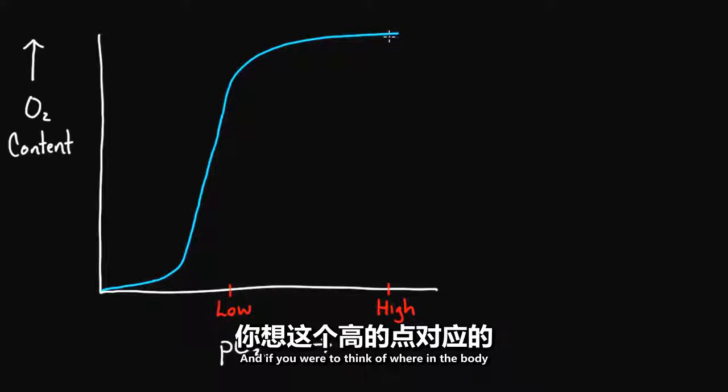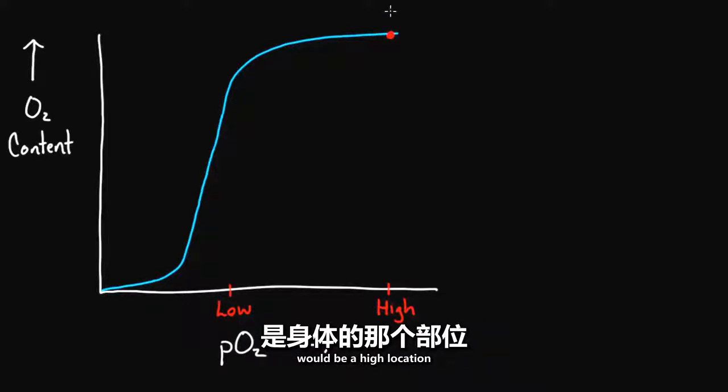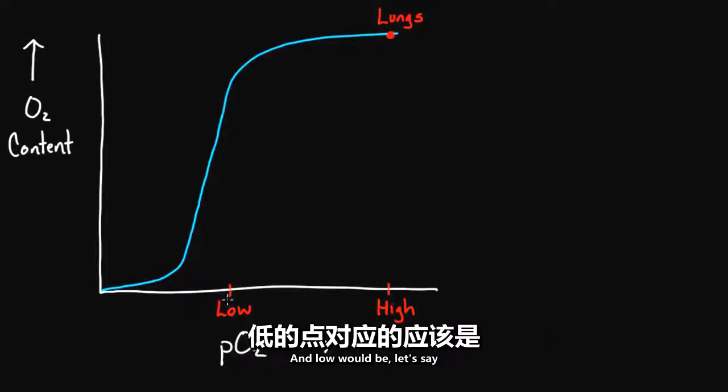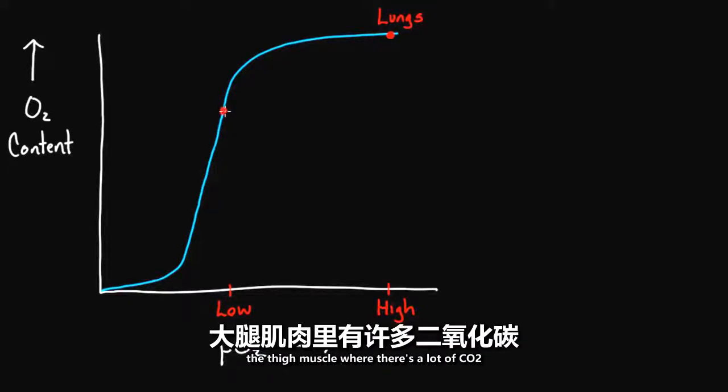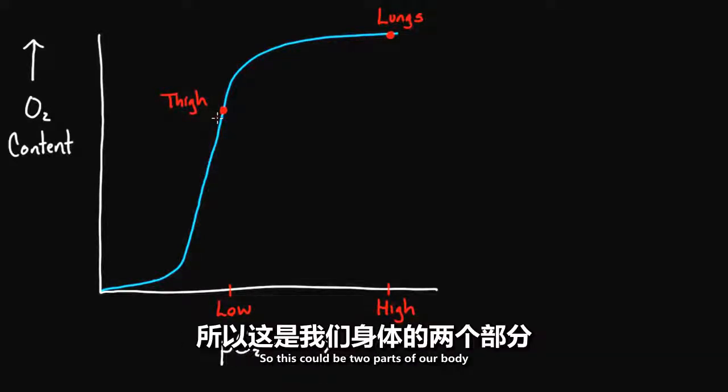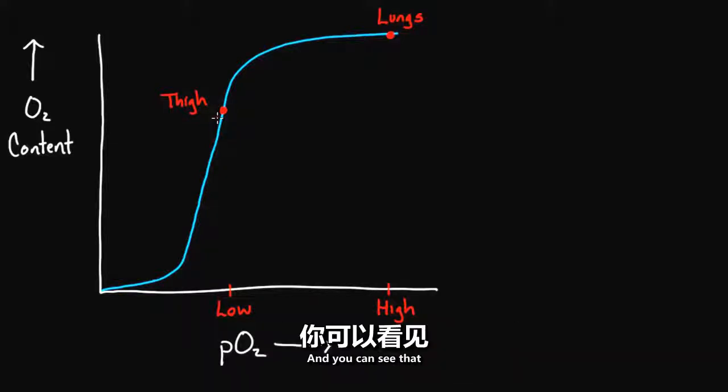And if you were to think of where in the body would be a high location, that could be something like the lungs, where you have a lot of oxygen dissolved in blood. And low would be, let's say, the thigh muscle, where there's a lot of CO2 but not so much oxygen dissolved in the blood.